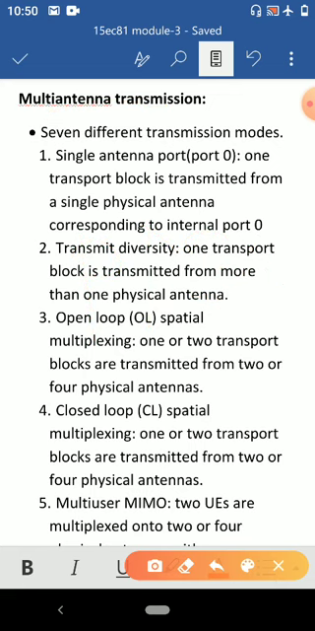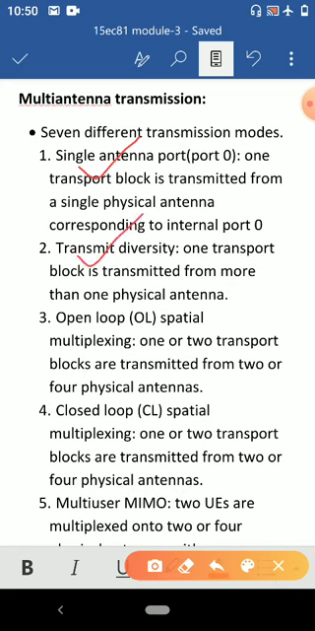They are: first one, single antenna port 0. Here one transport block is transmitted from a single physical antenna corresponding to antenna port 0.